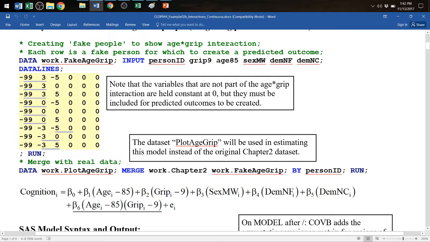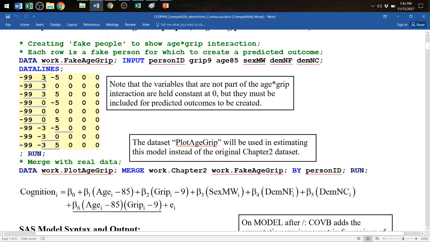Every single variable that is referenced in your model has to have a value for these cases to get included. That includes ID. So person ID is my level 2 ID variable. In this case, I only have level 2. It's cross-sectional data, people data, and I gave it a value of -99 so that when I sort the data file, they're first, and also because it is unlikely that my real data file would have a negative ID value. Grip strength is the version that's centered, and age is the version that's centered.